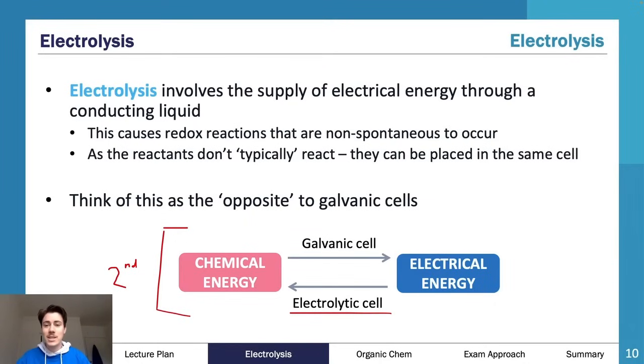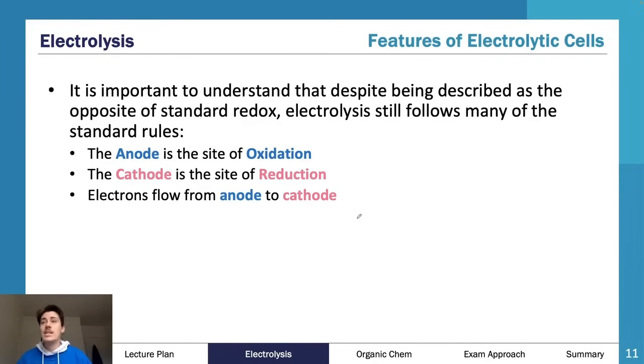So really important that you understand that galvanic and electrolytic components are part of a secondary cell. Well, your secondary has both, sorry. Your primary has just a galvanic component. So features of an electrolytic cell: reduction occurs at the cathode and oxidation occurs at the anode.